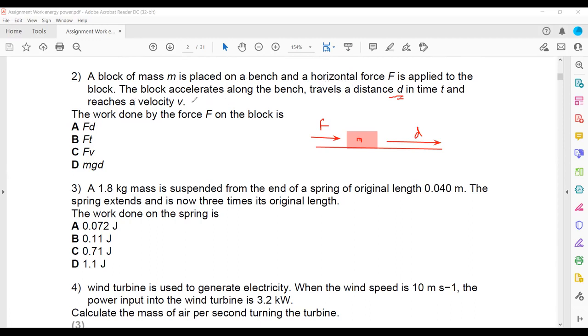And it reaches the final velocity v. V is the final velocity. What is the work done? So how to calculate the work done? Because in this case, as it travels a distance d horizontally, the work done is force times distance. That's why A will be the right answer.